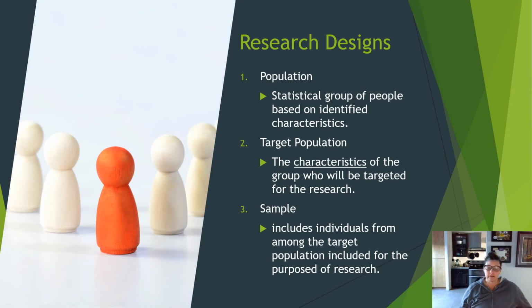Now, say for example, I'm actually going to do the research and I'm creating my research design. I can't actually survey or interview or test everybody who is in that target population. I need a smaller sample than the actual population that can hopefully represent the entire target population that I can generalize to. So I would, either through random or non-random sampling, start to include individuals from among that target population for the purposes of my research. It's going to be a smaller sample set.